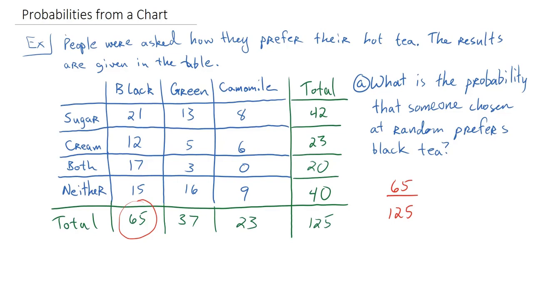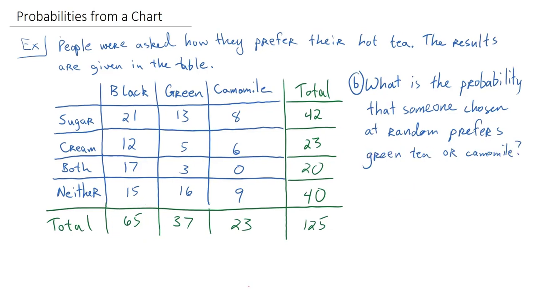Now let's look at an or probability. What is the probability that someone chosen at random prefers green tea or chamomile? So here our keyword is or. And as we talked about before, when we were talking about or, we're not saying that I can have green tea or chamomile. We're talking about potential attributes.